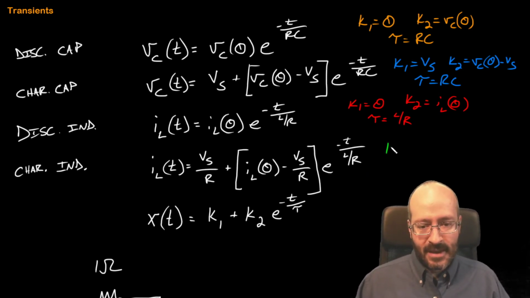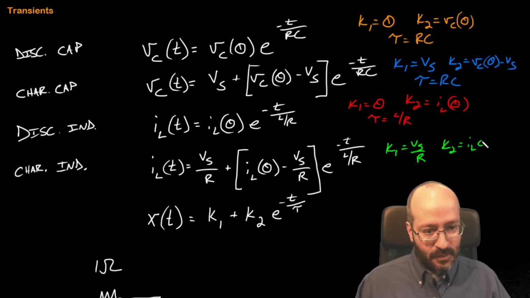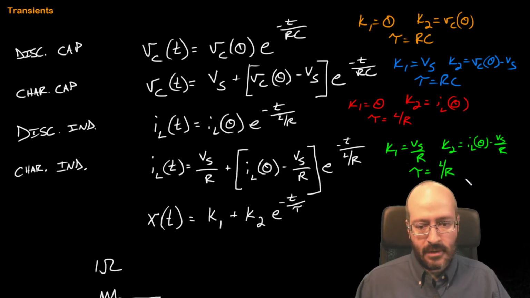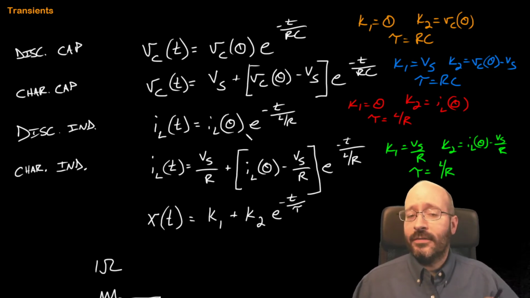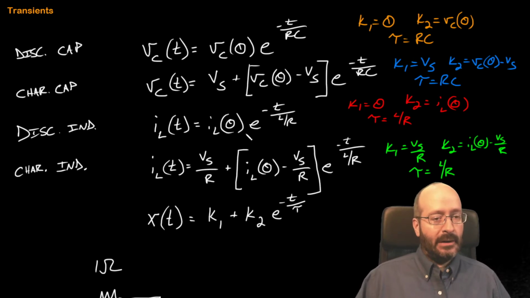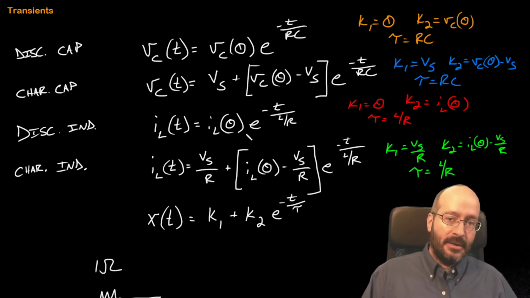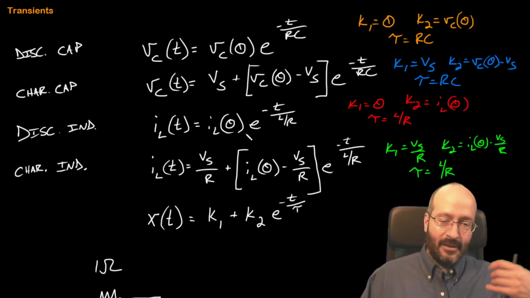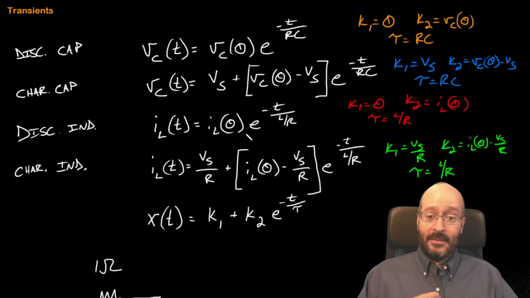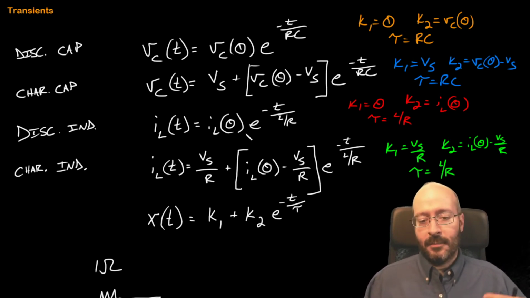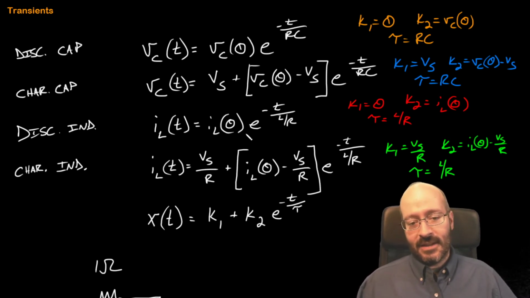Okay, last one, K1 in this case is Vs over R. K2 is our initial condition for the current minus Vs over R. And once again, looking at that denominator, tau is equal to L over R. Okay, so all 4 of those solutions, even though they're a little different, can fit into the format of K1 plus K2 times e to the negative t over tau. And that's another one that ends up having a little bit of rhythm to me because I'm going to repeat it a lot. K1 plus K2 times e to the negative t over tau.